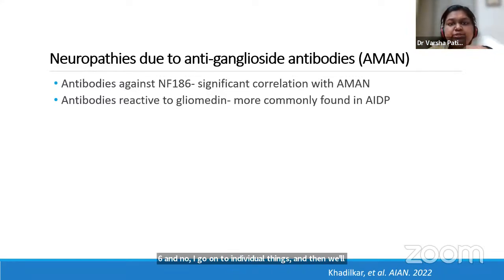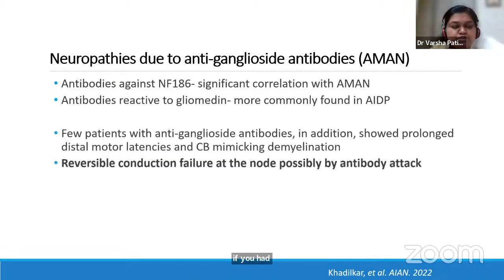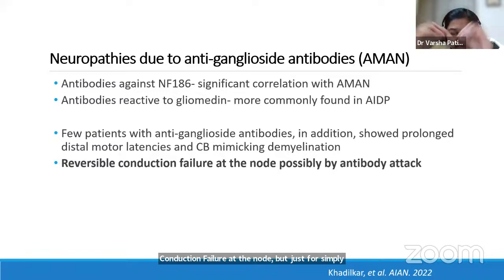So first is your neuropathies because of anti-ganglioside antibodies. So with NF186, a few patients with AMAN had a significant correlation to these antibodies, and a few had gliomedin, but these were usually with the AIDP profile. So what happened is, when they studied these patients electrophysiologically, they had prolonged distal motor latencies and a conduction block which mimicked a demyelination, but they are a pure motor syndrome. So what they're trying to say is that this kind of conduction block could be because of a reversible conduction failure at the node, which is possibly because the antibodies are going and attacking them.